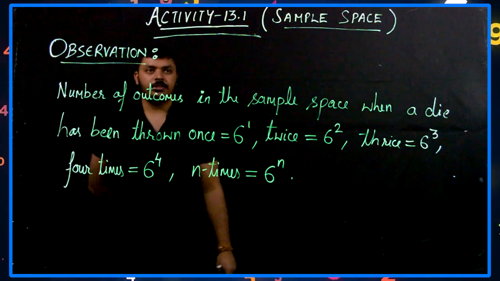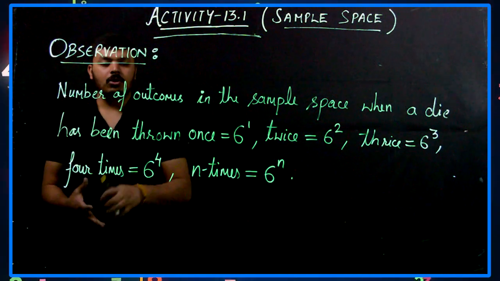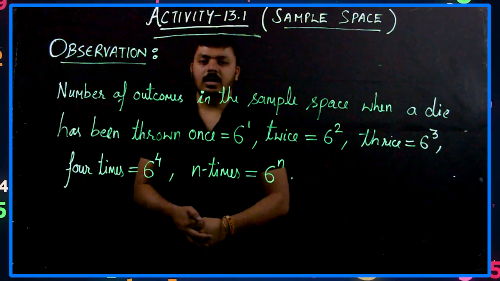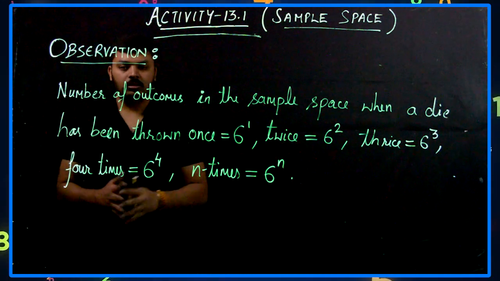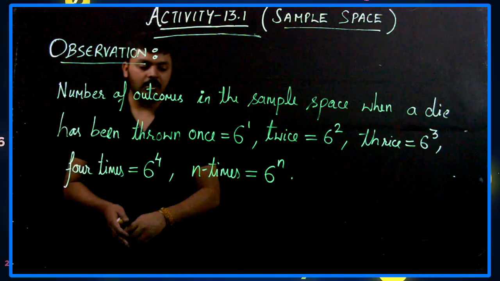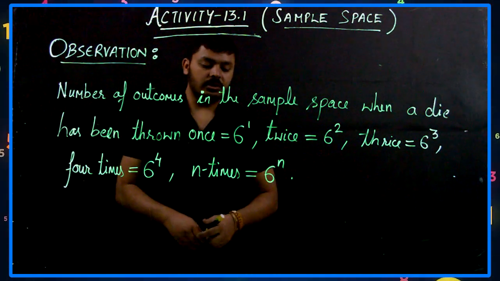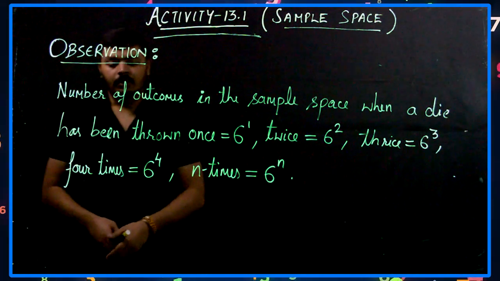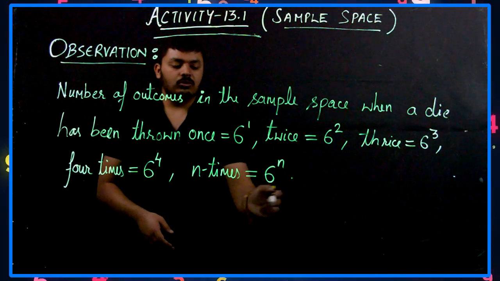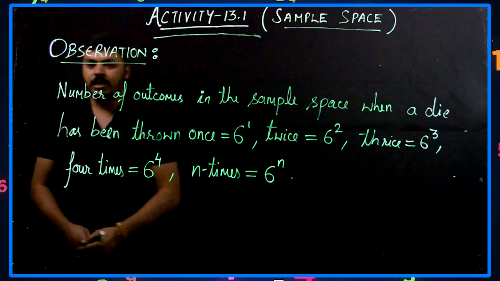So this is the observation for the given activity: the number of outcomes in the sample space can be calculated by raising 6 to the power of the number of times the die has been thrown. That is, if a die has been thrown 3 times, we put 6 to the power 3, and similarly the formula becomes 6 to the power n. n can be any number, that is the number of times a dice has been thrown.